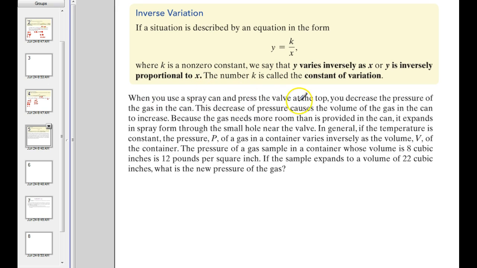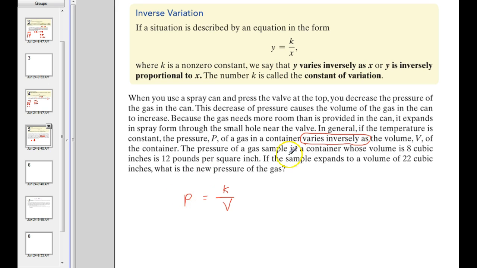So you use a can of hairspray, press the valve at the top, you decrease the pressure of the gas in the can. Alright, this decrease in the pressure in the can causes the volume of the gas to increase. A lot of information, but really everything's going to come right here, the part of the question that says varies inversely as. Varies inversely as means we have equals k divided by something. What's in front of that? P. What's after that? V. So there's our setup. There's our translation.